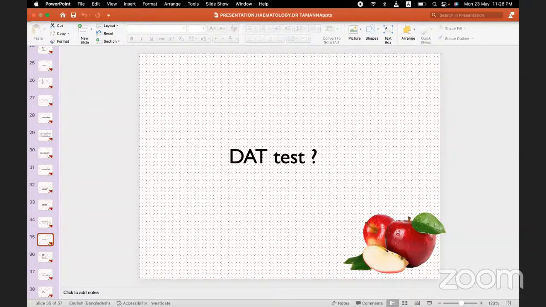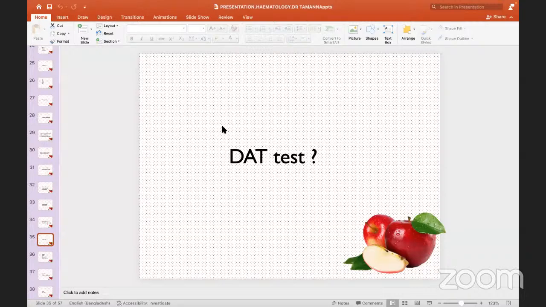What is the DAT test now? In hemolysis, there is an important test called the DAT test. What is that? Direct antiglobulin test. Suppose this is your RBC. Your RBC is coated with antibody. Do you know the structure of an antibody? Y-shaped, right? This is the RBC and this is the antibody located on the surface of the RBC. So this is called antibody-coated RBC.